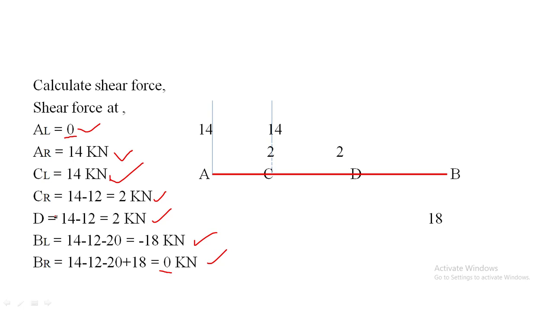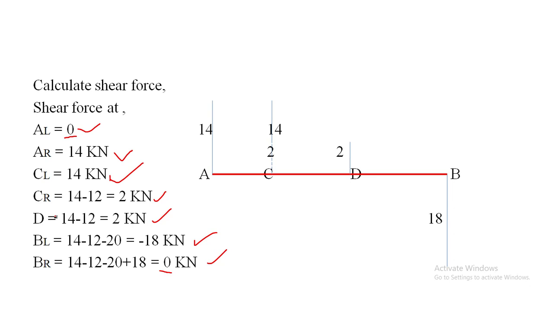Then the value of D is 2 kilonewton, so draw a vertical line at D. Then B of left is minus 18, so it should be drawn below the baseline, because minus is considered below the baseline. So these are the values plotted on the points A, C, D, B.